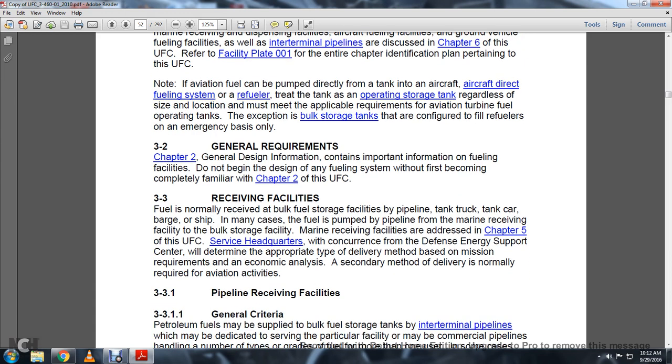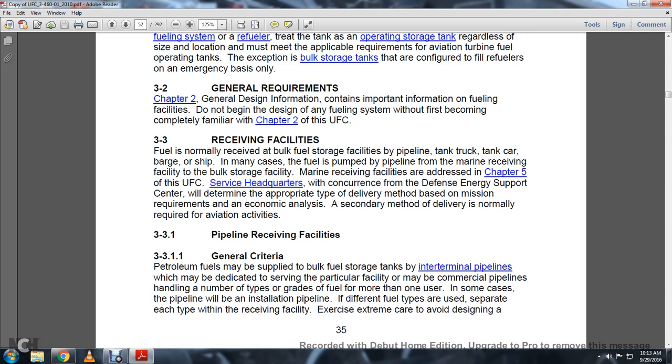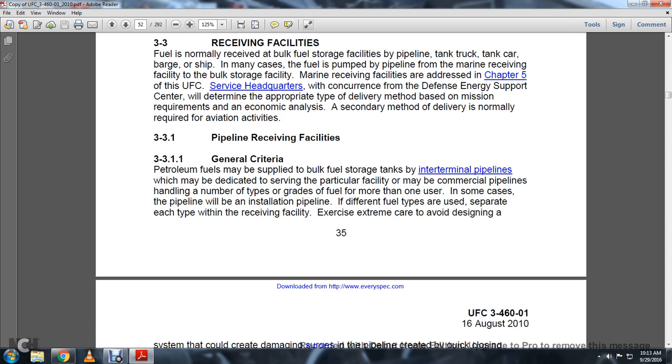3.3 Receiving Facilities. Fuel is normally received at a bulk fuel storage by pipeline, tanker truck, tanker car, barge, or ship. In many cases, the fuel is pumped in a pipeline from the marine receiving facility to the bulk storage facility. Marine receiving facilities are addressed in Chapter 5 of this Unified Facility Criteria. Service headquarters, in concurrence with the Defense Engineering Support Center, will determine the appropriate type of delivery method on the basis of mission requirements and economic analysis. A second method of delivery is normally required for aviation requirement activities.